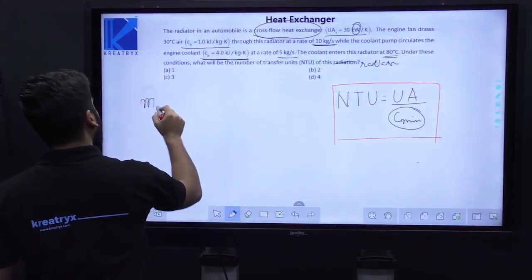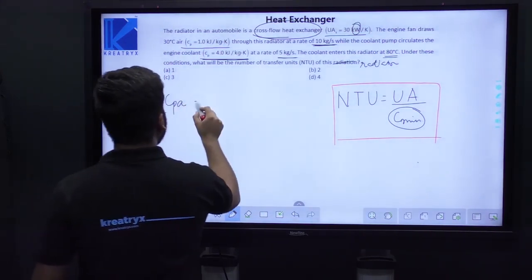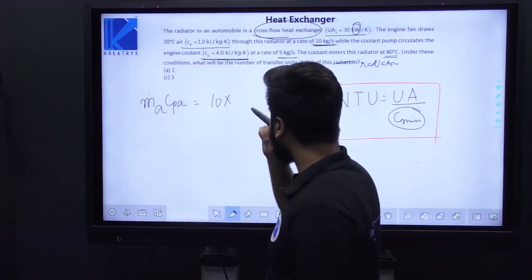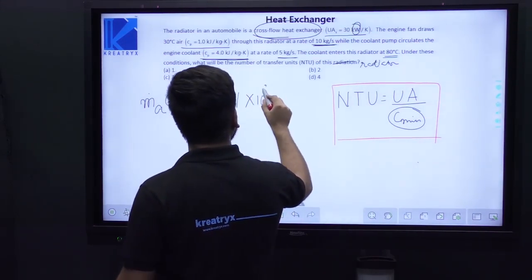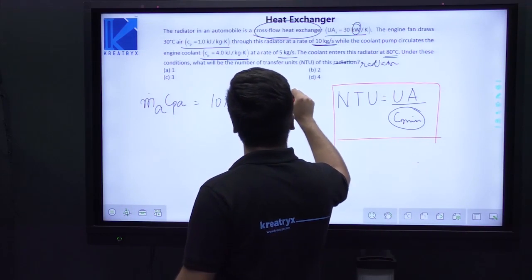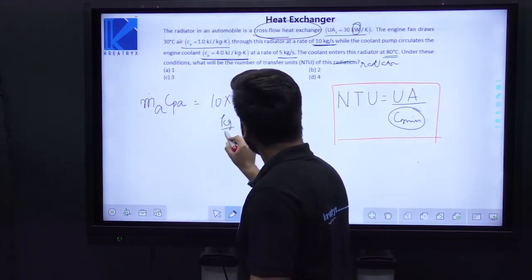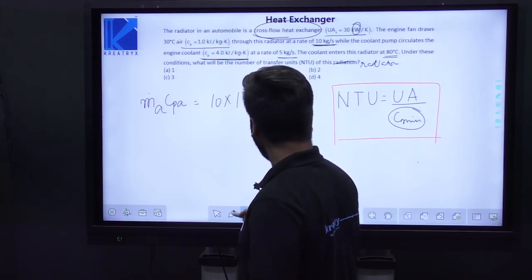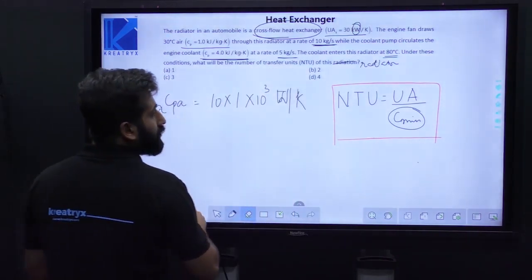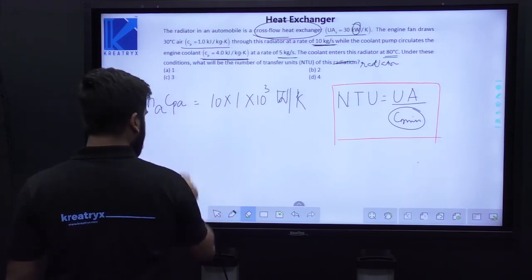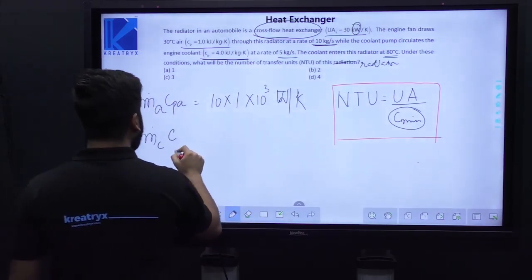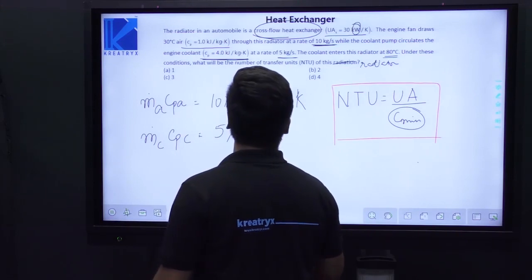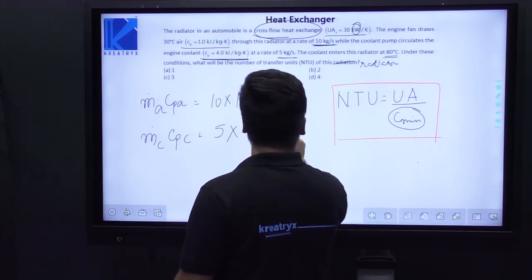That will be m dot A into CpA. This is m dot A, that is 10 kilogram per second, into CpA, that is 1 kilojoule per kilogram Kelvin, so that is 1 into 10 raised to the power 3 joule per kilogram Kelvin. The units will be watt per Kelvin. And the heat capacity of engine coolant will be m dot C into CpC. This is 5 kilogram per second into 4 kilojoule per kilogram Kelvin, that is 4 into 10 to the power 3 watt per Kelvin.